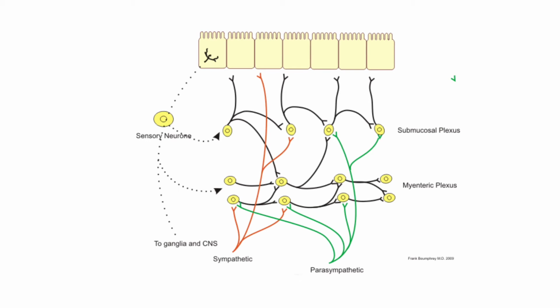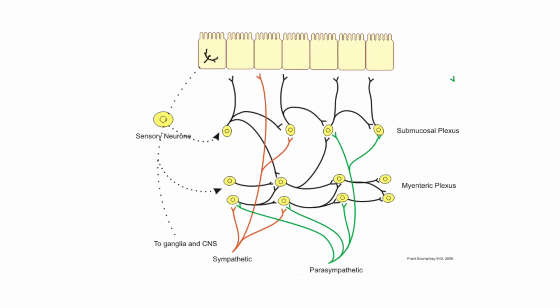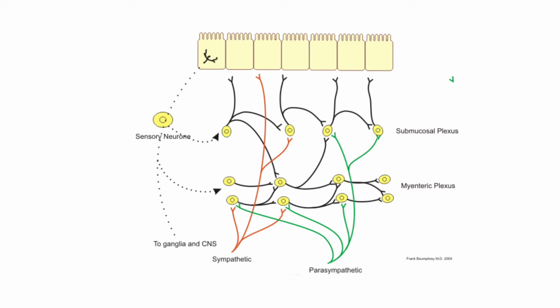Myenteric plexus lies between the outer longitudinal and inner circular smooth muscle layers. It innervates both layers of the smooth muscles. It is mainly motor or efferent. Its stimulation increases the gut activity, that is, tone and the rate of rhythmic contractions.